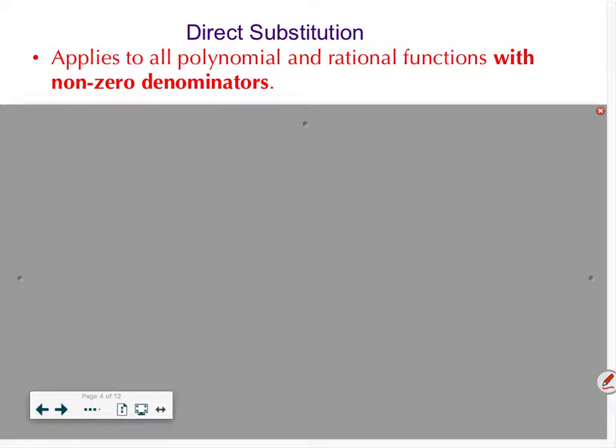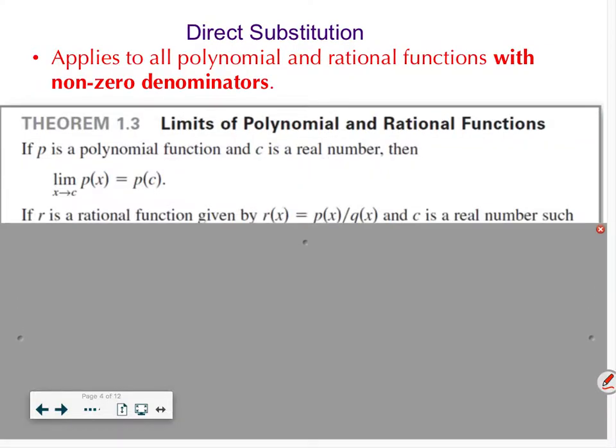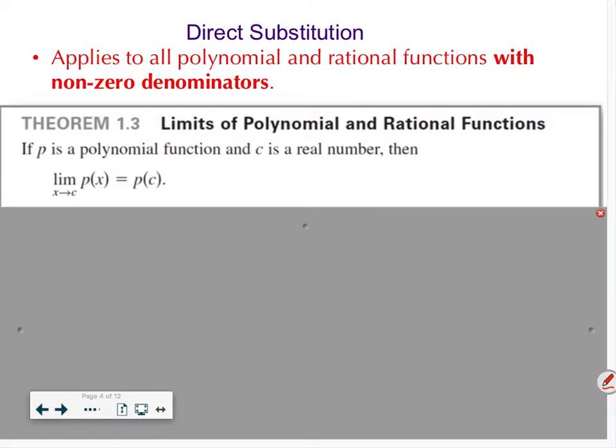So your book has this rule about if it's polynomial, then we can plug this value into our function, and that's our limit. So if I were you, I would write polynomial, and then I would copy that down right there. Okay, as long as it's polynomial, we're going to have direct substitution work every time.